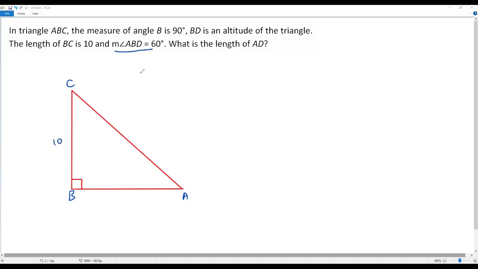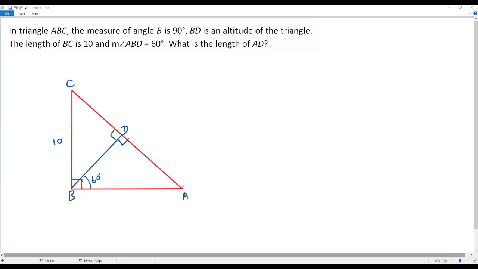And the measure of angle ABD is 60 degrees. Before we plot this angle, we have to draw the altitude BD. Okay, now let me draw the altitude BD over here. I've drawn the altitude BD. Now let me mark the point D over here. Since BD is the altitude of the triangle, here we have a right angle and also here we have a right angle. Now let's consider this angle, the measure of angle ABD is 60 degrees. So here we have 60 degrees.